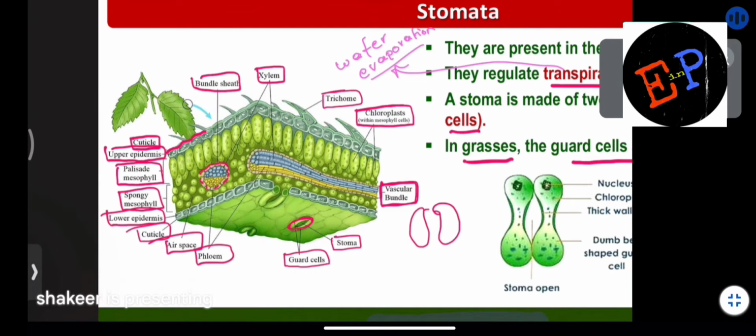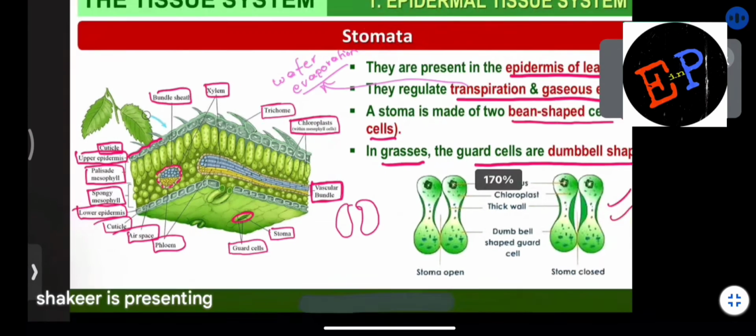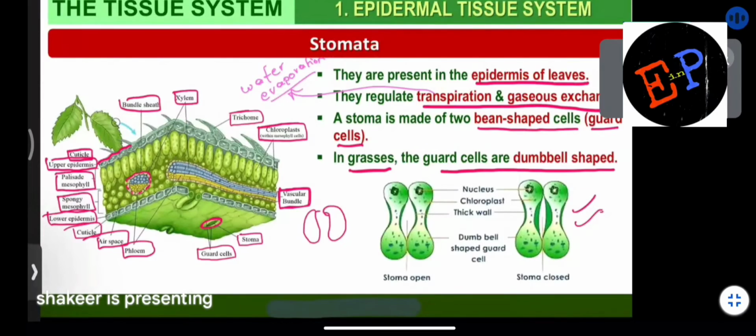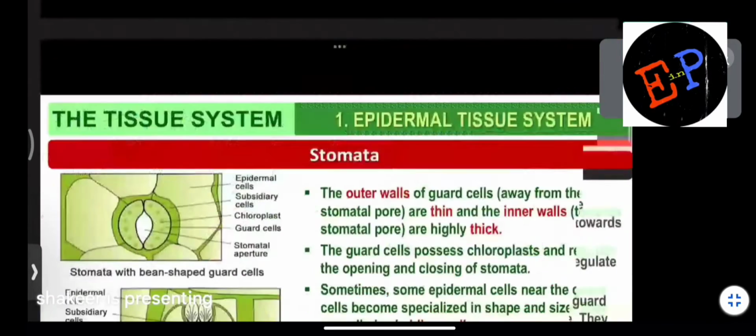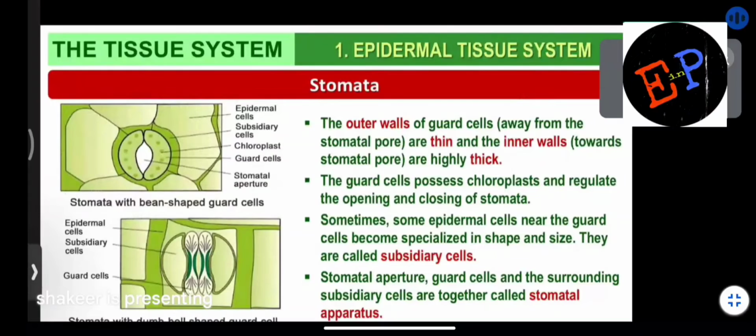And where do you find these stomata? You will find these stomata at the bottom of the leaves mostly. Are you able to understand? That's it. So the outer walls of guard cells. Guard cells can be of two shapes: bean shaped or dumbbell shaped. So the outer walls of guard cells, that means away from the stomatal pore, are thin, and the inner walls are thick. So this is one point which can be asked in the examination.